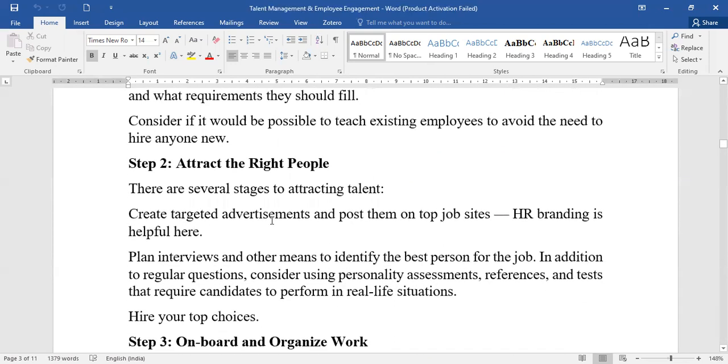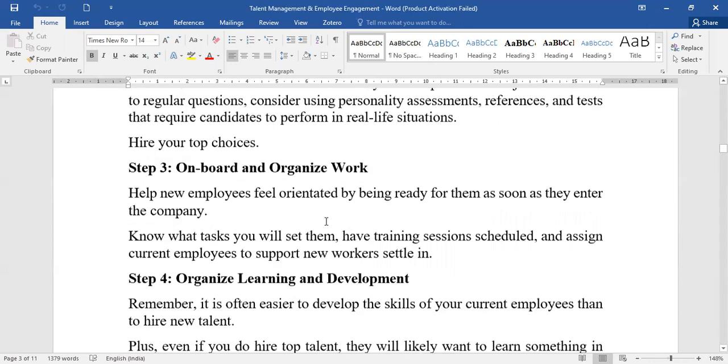We have already discussed staffing: hiring the right person at the right place, at the right time, in the right manner. So it's very important that when you put your time and energy into attracting people, you ensure that you are attracting the right person. Then onboarding and organizing the work: your orientation programs, your training schedules, settling the employees, supporting and assisting them. It's very important when they are on board.